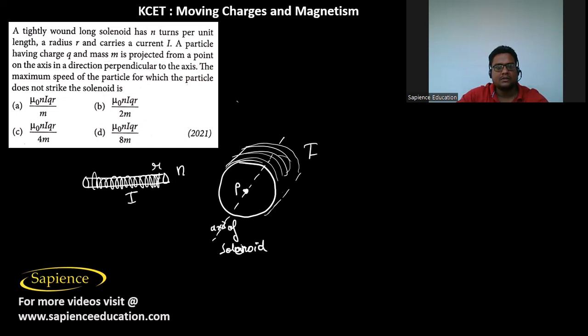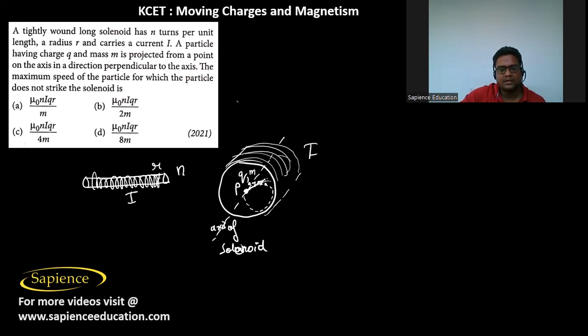The particle having charge q and mass m has been projected from a point on the axis in a direction perpendicular to the axis. We need the maximum speed of the particle for which the particle does not strike the solenoid. So here it is told the particle should not strike the solenoid.